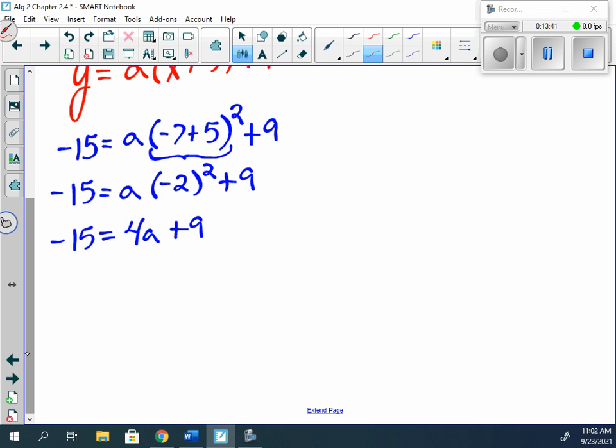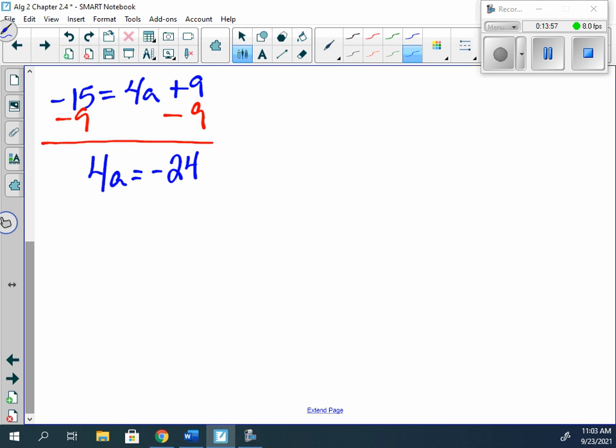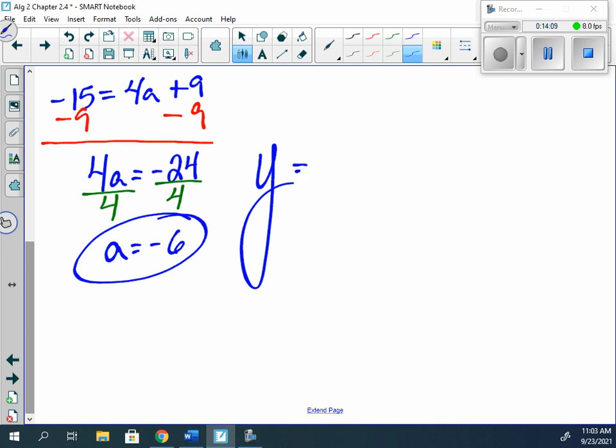Now, what would we do next? Subtract 9 from both sides, which will tell us 4a is equal to -24. And then last but not least, which tells us a is equal to... So our equation would be y equals what? Parentheses.